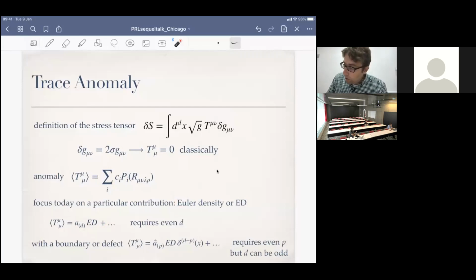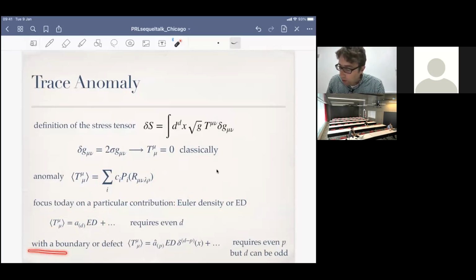And because the Euler density is an even polynomial, it has degree d. Sorry, you have to construct it out of the Riemann and Ricci scalar curvature, so it has weight 2. And this whole thing has to have weight d. And so you only find this thing in even dimensions, right? So this anomaly is typically only present in even dimensional conformal field theories.